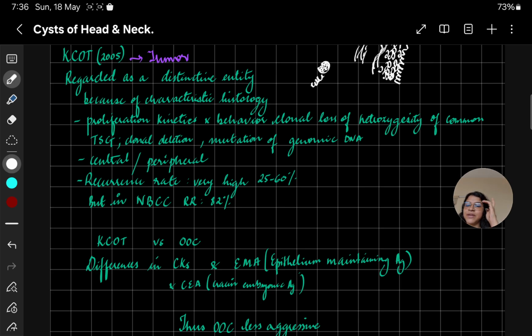So there was central and peripheral. The recurrence rate was very high, that is 25 to 60%. But in NBCC, that is nevoid basal cell carcinoma, you had a recurrence rate which was 82%. So if you had OKC, you will have satellite cells of OKC in the connective tissue. Because of this, it was known as a tumor rather than a cyst.